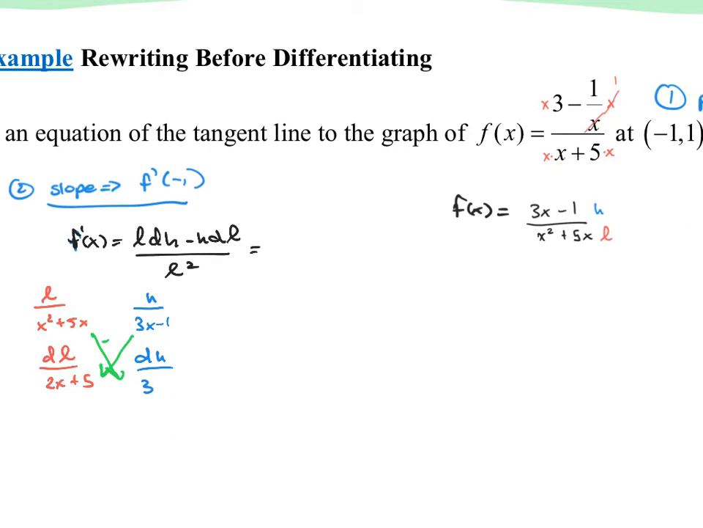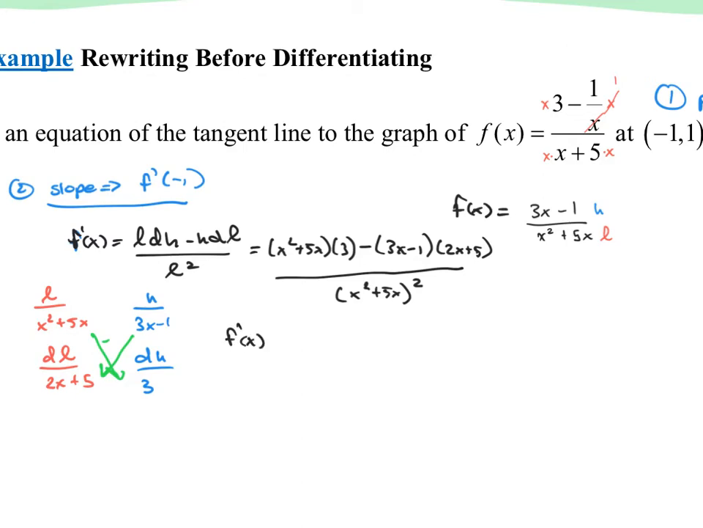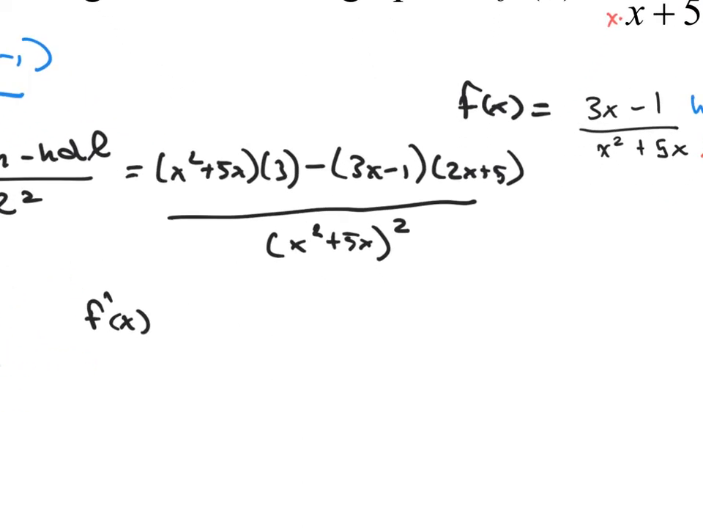So let's plug it in. The low function was x squared plus 5x, times the derivative of the high function, which was 3, minus the high function, which is 3x minus 1, times the derivative of the low function, which was 2x plus 5. All of that goes over the low function, which was x squared plus 5x, quantity squared. Again, never distribute out that denominator. Let's go ahead and multiply out that numerator.